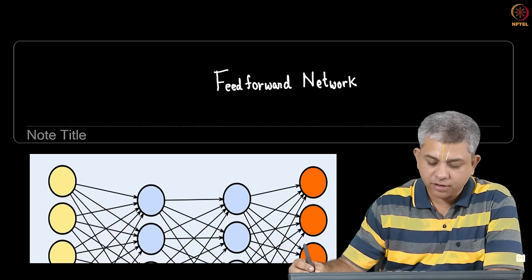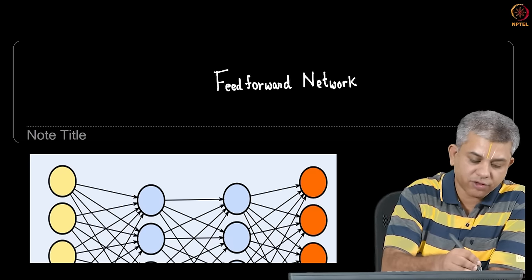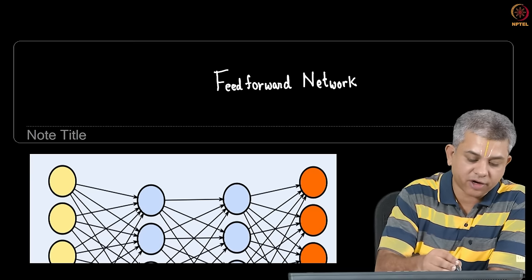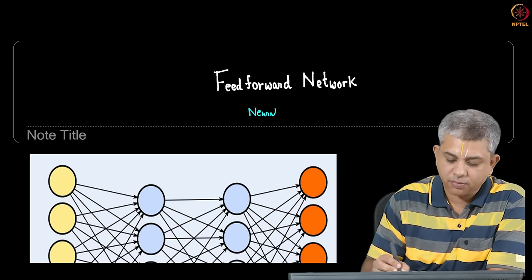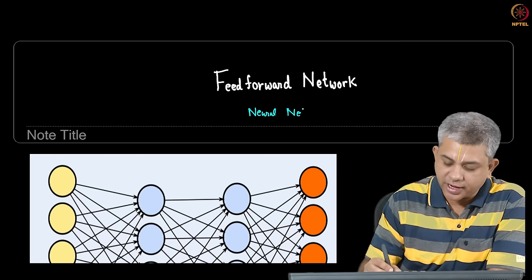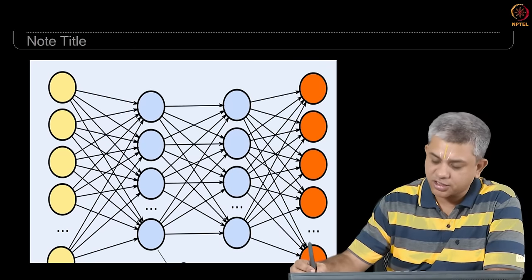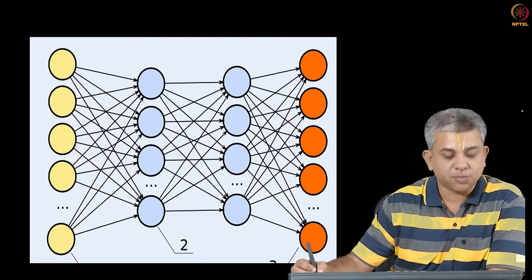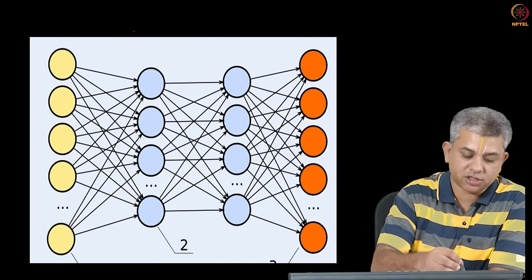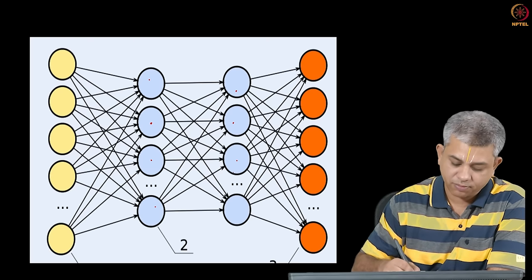In this video, we will look at a general version of the neural network called the feedforward network. In the previous videos, we had seen what an artificial neuron was. A feedforward network, or a simple neural network, the term that you would have heard most commonly, is basically a collection of neurons. Each of these units here is a neuron.